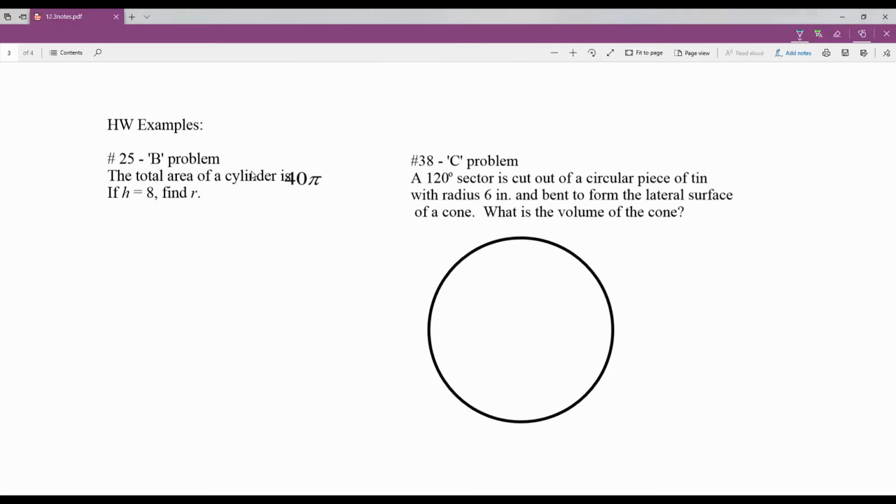So the total area of a cylinder is 40 pi. If h is equal to 8, find r. So it's given us the total area of the cylinder. It's equal to 40 pi. So total area equals 40 pi. We are given h is equal to 8, and we need to find r. So we need to look for the total area of a cylinder.